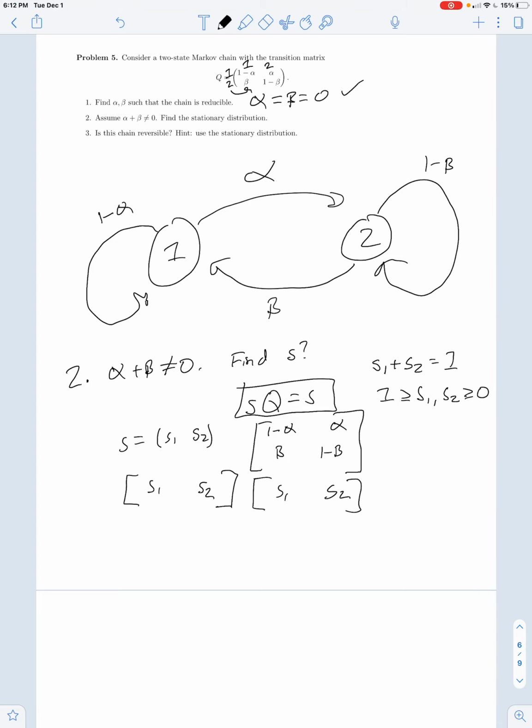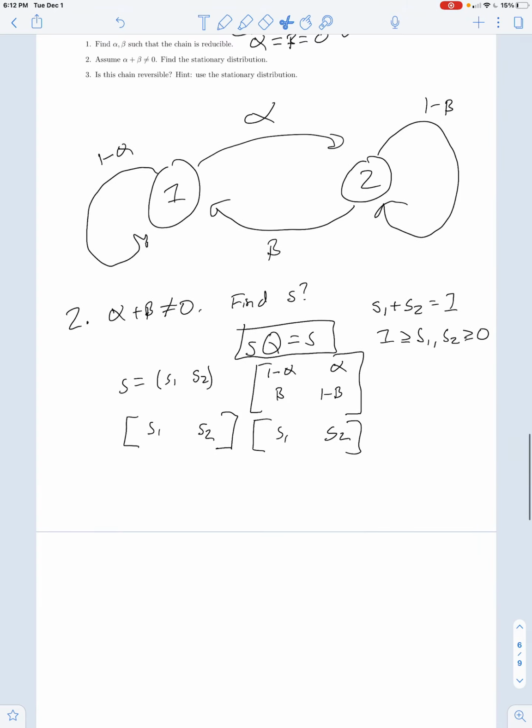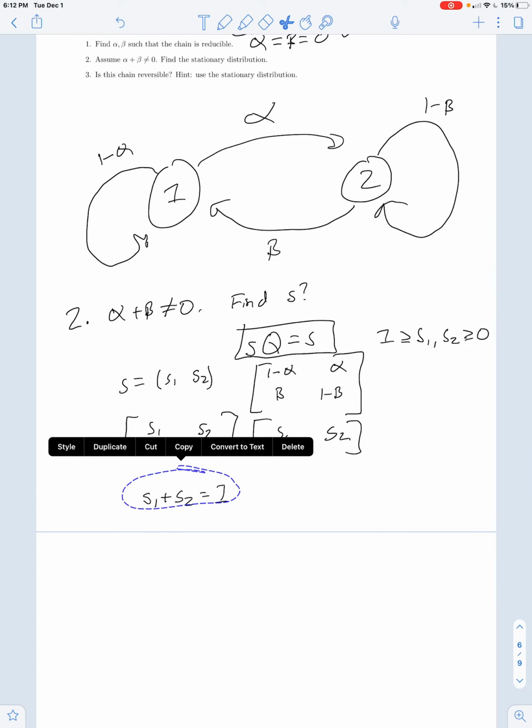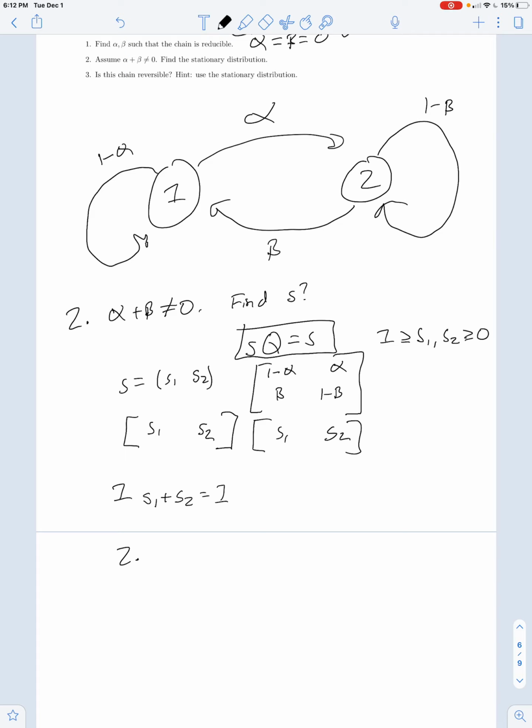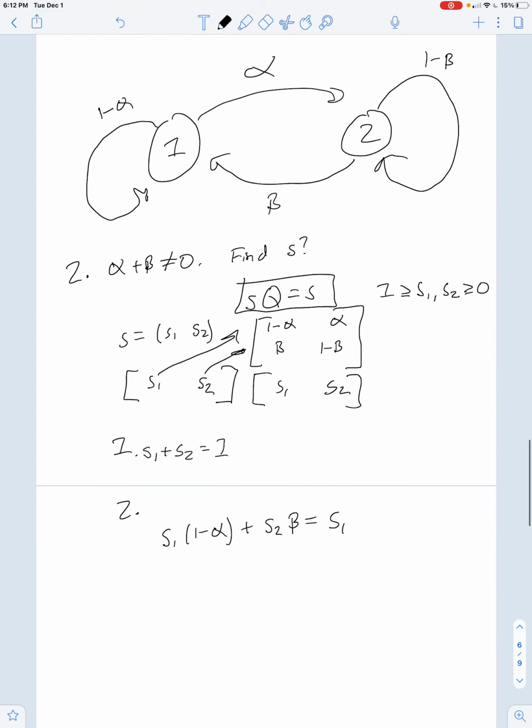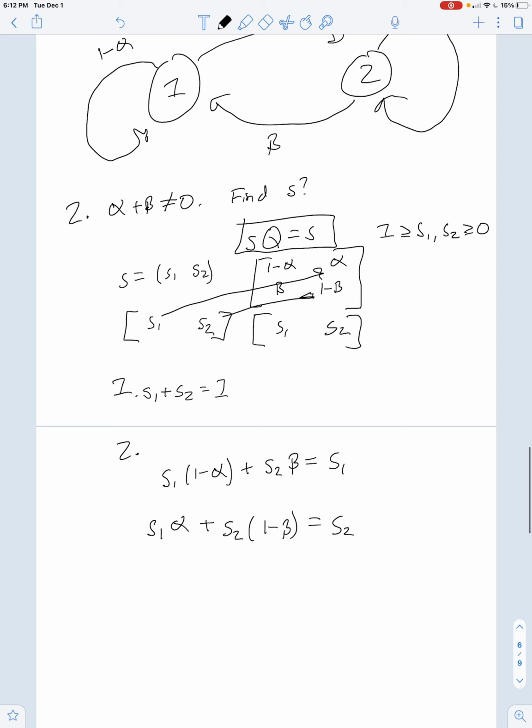They're probabilities. And so what I have is a system of equations, where the first equation is this guy, and the second equation comes from this matrix multiplication. If I do this matrix multiplication here, I have S1 times 1 minus alpha, plus S2 times beta, is equal to S1. And I also have, from this multiplication, S1 times alpha plus S2 times 1 minus beta. That's equal to S2.